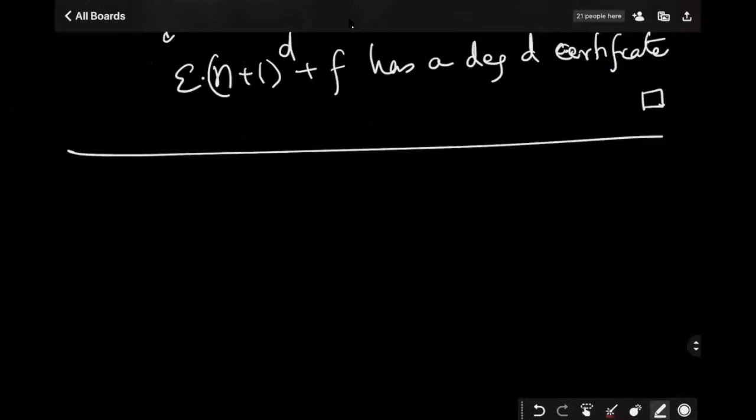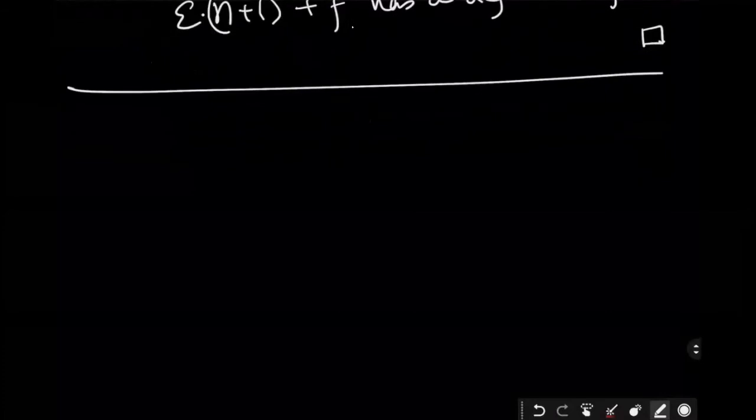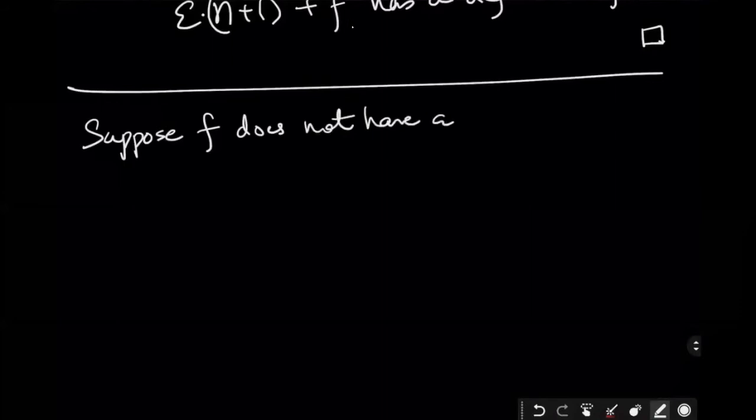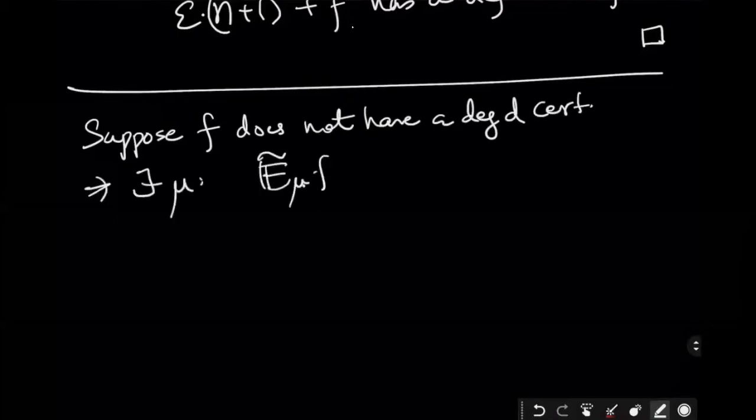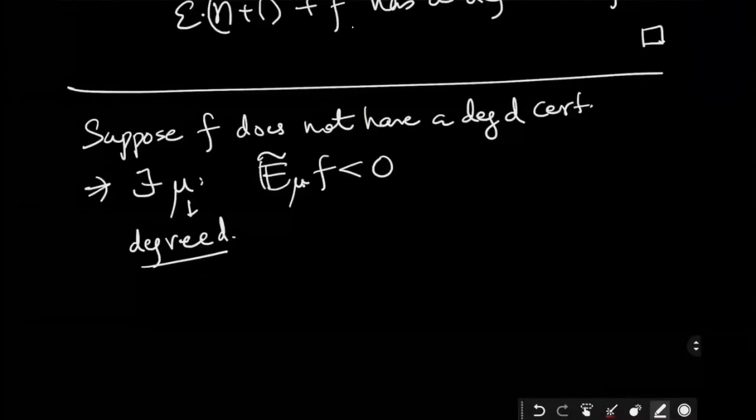Very good. So let's look at the second question real quickly. The second question was, suppose f does not have a degree d certificate. Well, then we know that there is a pseudo distribution mu of degree d such that expectation with respect to it is negative. And the algorithmic question is, can we find such a pseudo distribution? And we are going to do a similar reduction to semi-definite programming in order to compute something which is approximately this object.